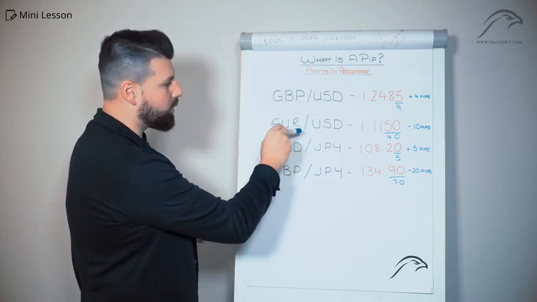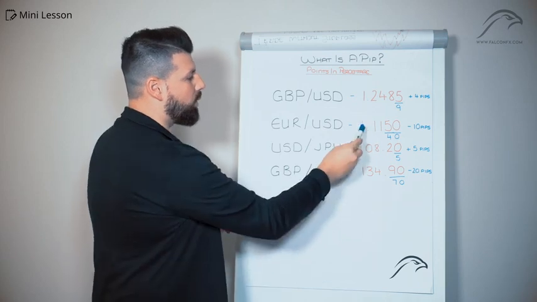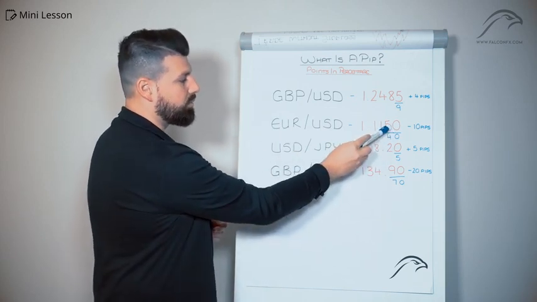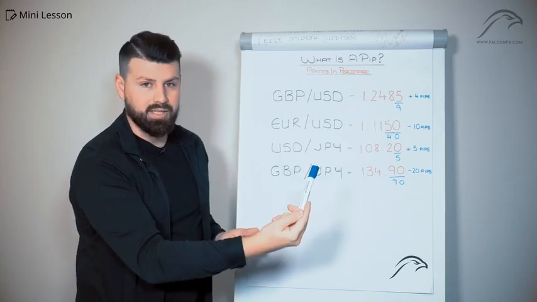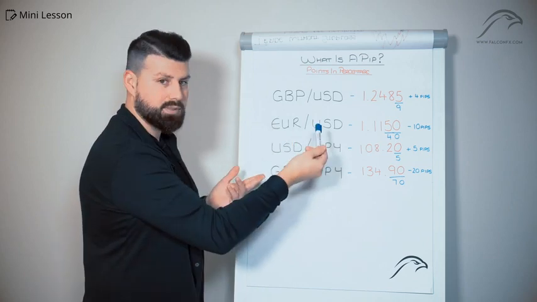Now we move on to euro dollar. So now let's take a look at euro dollar at 1.1150. Now let's say, for example, that this has moved from 50 to 40. What does that mean? Essentially, we've now decreased by 10 points or 10 pips.